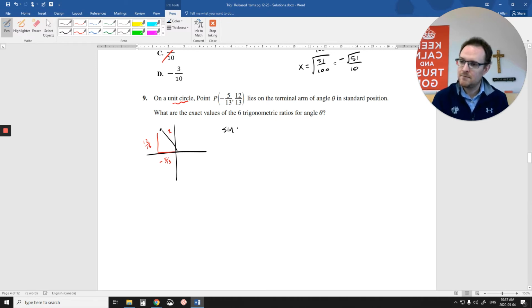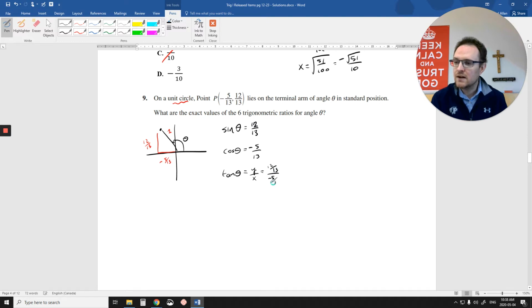So sine theta is just the y value, so that's going to be 12/13. Cos is just the x value, which is going to be negative 5/13. And tan is going to be y over x, so that's going to be 12/13 over negative 5/13, so 12 over negative 5. Cool.